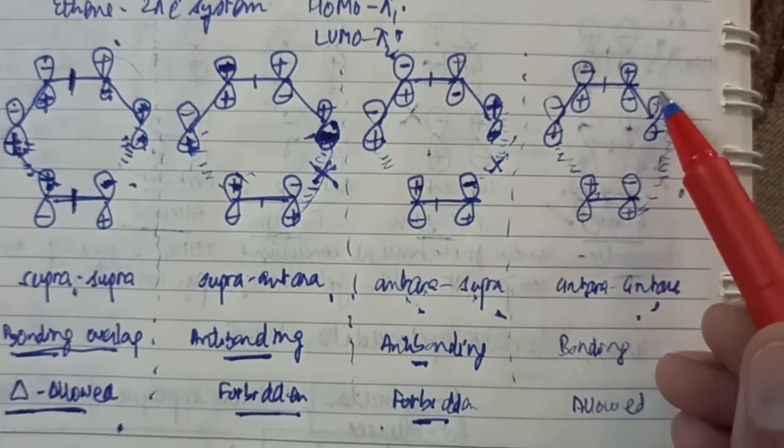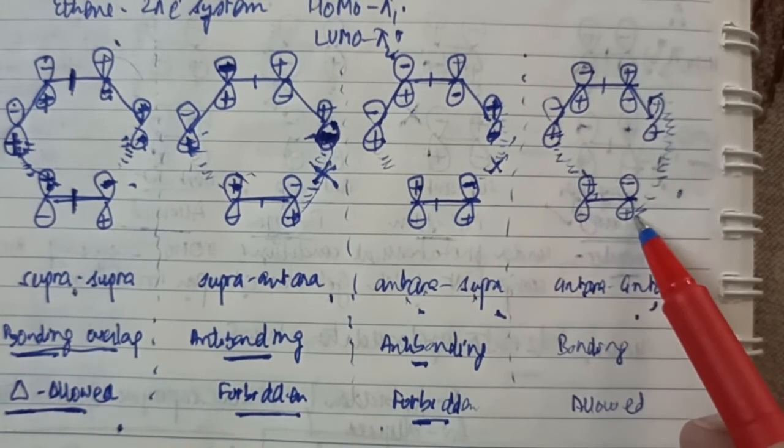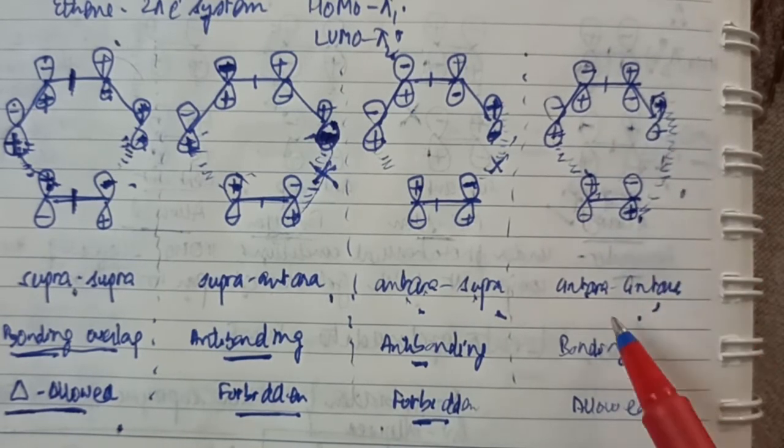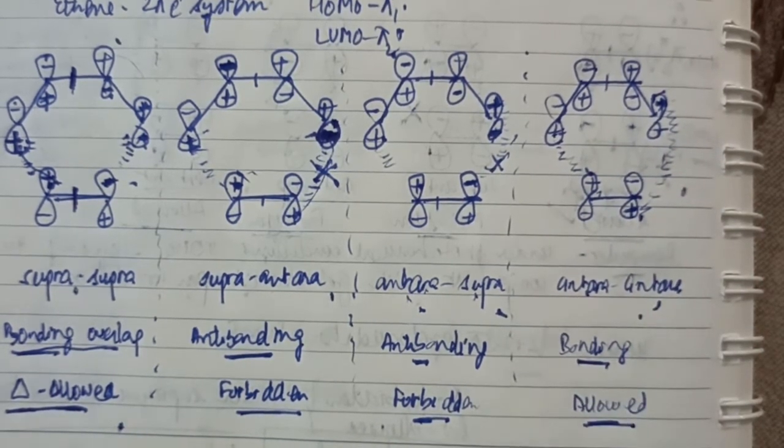Antara-antara. Opposite lobes adding for the diene, opposite lobes adding for the dienophile. Positive interacts with positive, this positive interacts with this positive, hence this is a bonding overlap, and the reaction is allowed.